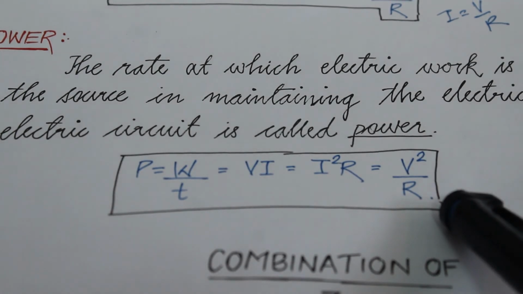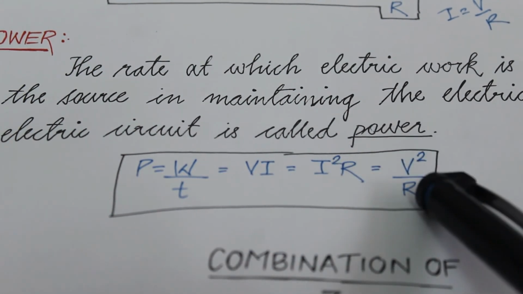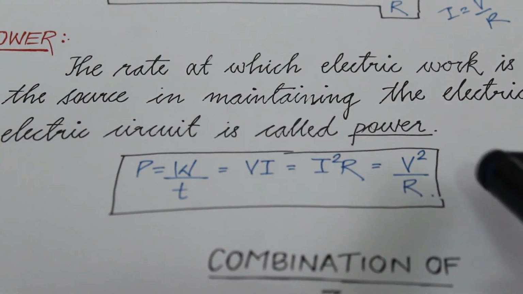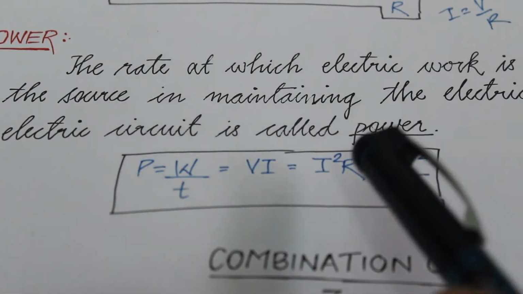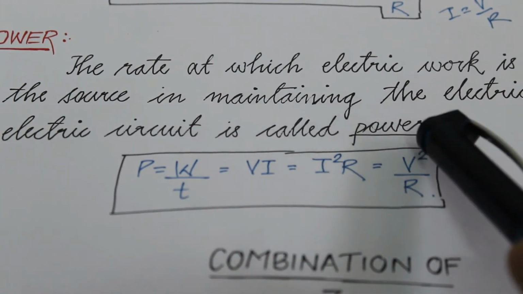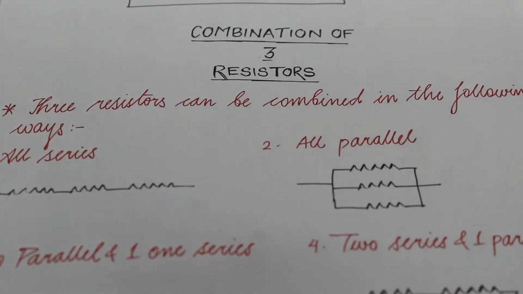As I have already discussed, it is better to use I square R when the appliances are connected in series combination, and V square by R when the appliances are connected in parallel combination. But it is not compulsory. You can use any of the three formulas, but for simplification purposes, it is better to use I square R when the appliances are connected in series combination and V square by R when the appliances are connected in parallel combination.